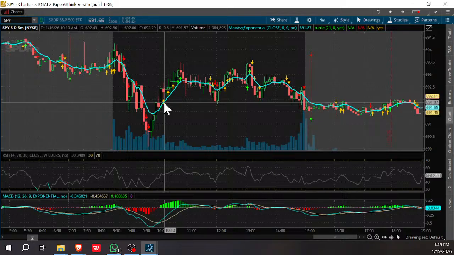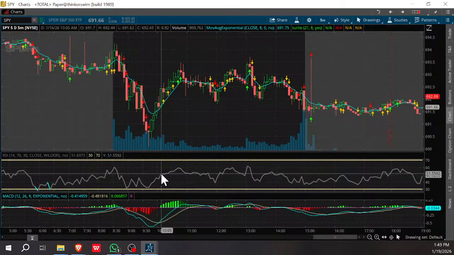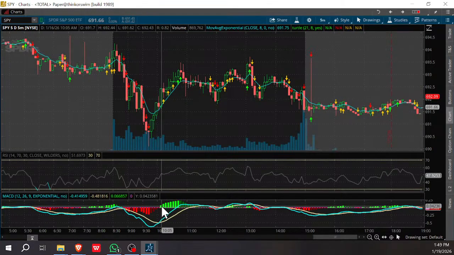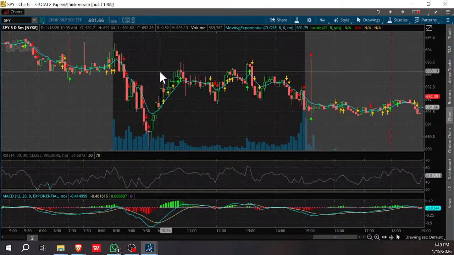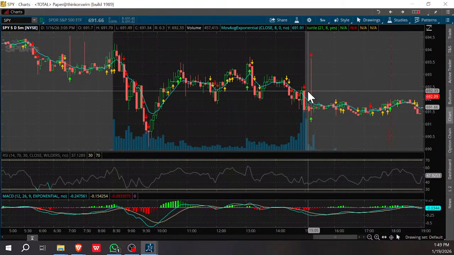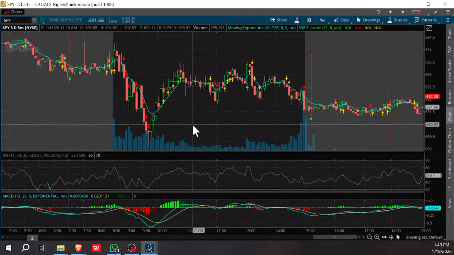Like here, it gave a buy signal. You know, it's over the 8. It was over the 50. The MACD was moving green, and it was over here. So everything was a good confirmation. Like, I think this is something we can use for options.